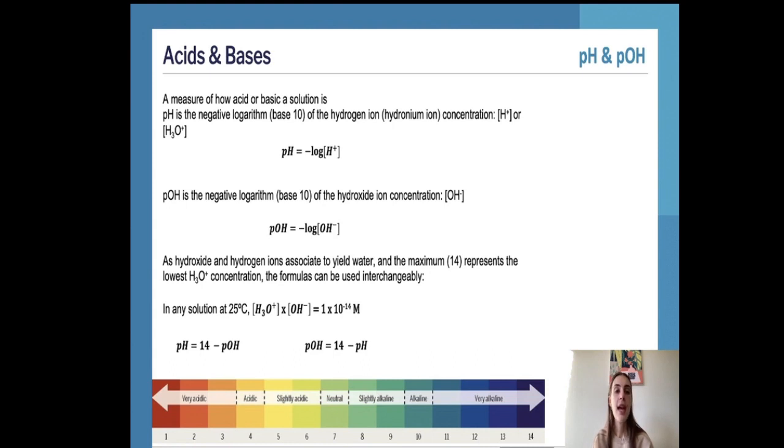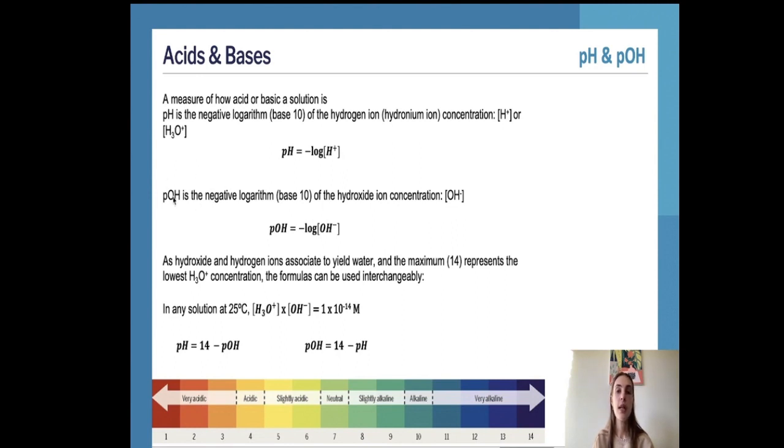So when we look at the pH scale, pH is a measure of how acidic or basic a solution is. pH is the negative logarithm, in base 10, of the hydrogen ion or hydronium ion concentration. So we can consider it to be pH equals the negative log of the concentration of H+, or pH equals negative log of the concentration of H3O+.